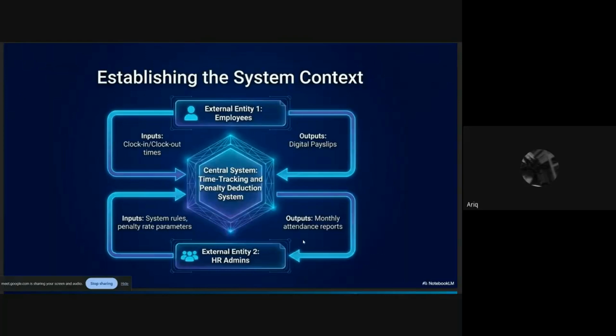Secondly, we have HR admins who input system rules and penalty rate parameters. In return, the system provides them with monthly attendance reports. This diagram outlines how data flow in and out of our system boundaries. Next.